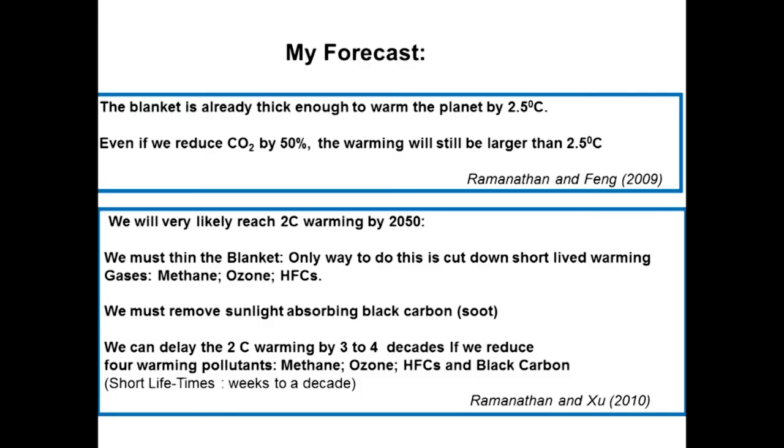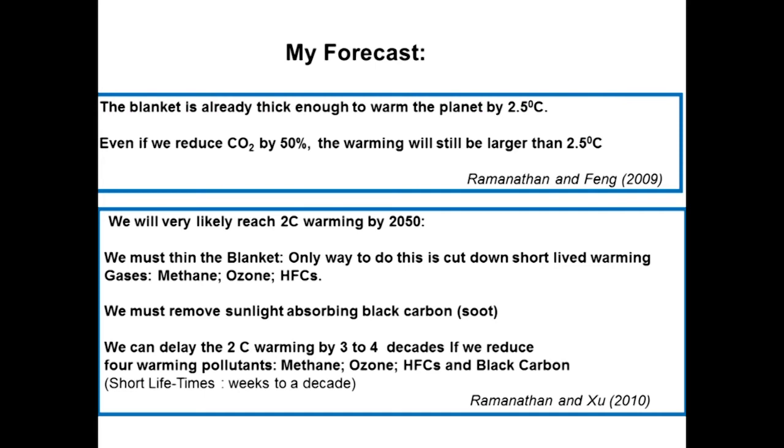So how do we get out of this? Fortunately, there is still a solution. The first thing is we have to thin the blanket. We cannot thin the blanket by reducing CO2 because of its long lifetime, 100 years. So that is in fact the most deadly part of CO2. Once you have released it in the air, there's very little you can do on timescales of 500 years. Whereas the other gases, their lifetime is between weeks to decades.